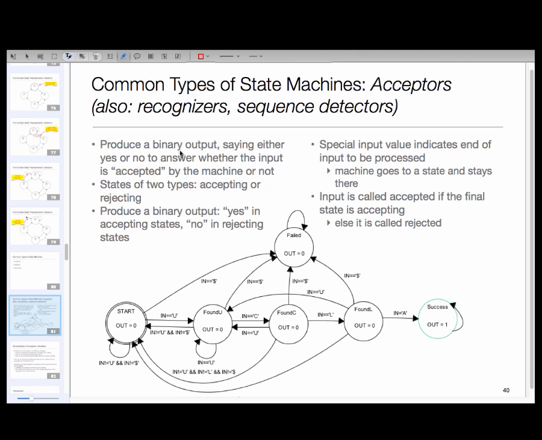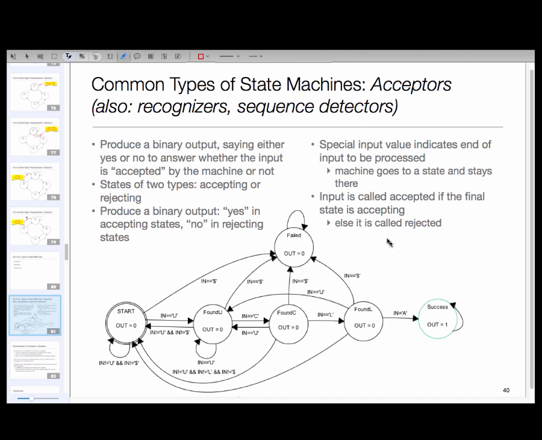So the idea is that the states are of two types: accepting states and rejecting states. Accepting means my input passed a test. Rejecting means it did not pass a test. The test is whatever the problem is. So there's a binary output, and if I don't want you to look at the input after a certain point in time, I'm going to give you a special marker.